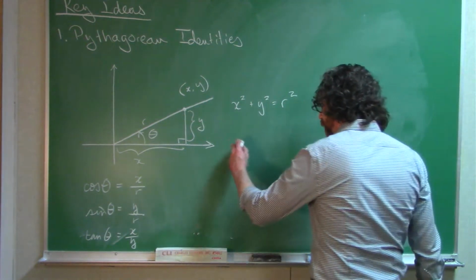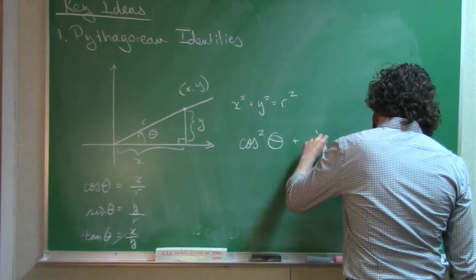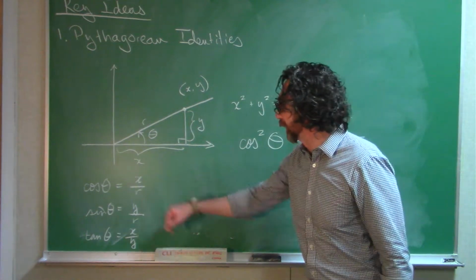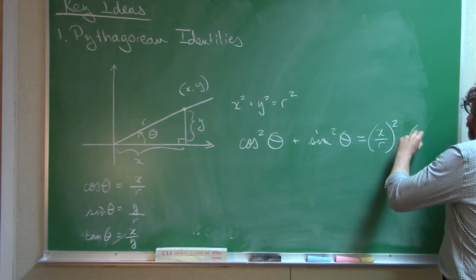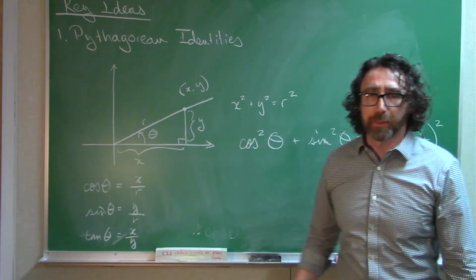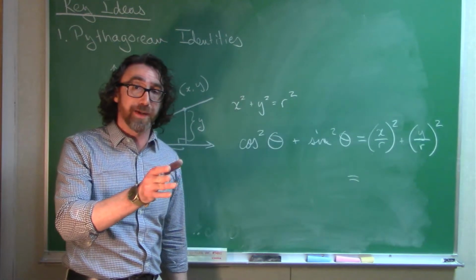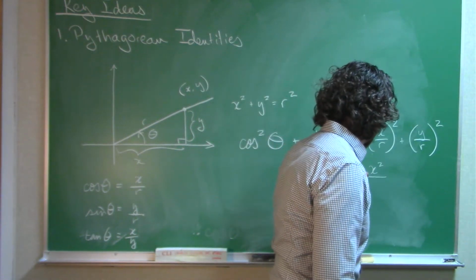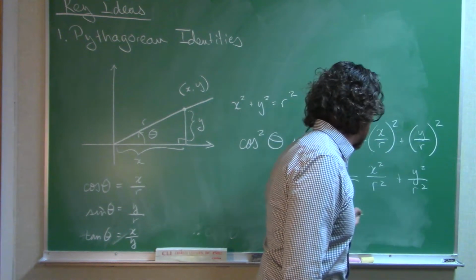So let's consider this. Cosine squared theta plus sine squared theta. Well, this is equal to x over r, quantity squared, plus y over r, quantity squared. Now, if you're squaring a fraction, you have to take that fraction multiplied times itself. And remember, of course, you multiply fractions straight across. So this would be x over r times x over r. You get x squared over r squared. This is y squared over r squared.